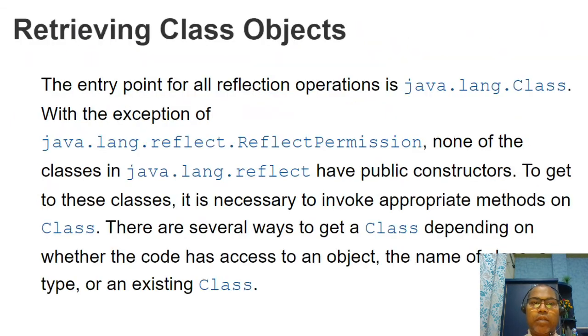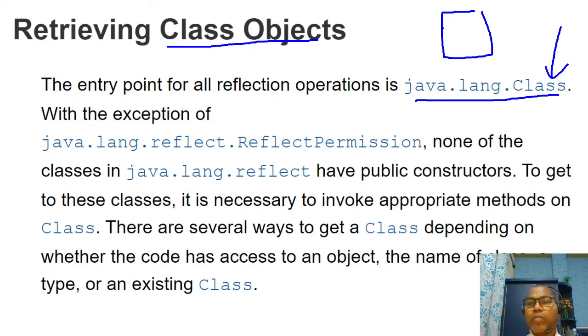So first question: how can we retrieve the class object? If there is a class java.lang.Class, how do we get the object of this class? So the first thing in the reflection API: if you have, let's say, an employee object and I want to examine the detailed properties of this object at runtime, first you have to retrieve the object of that class. This is the java.lang.Class I'm talking about.